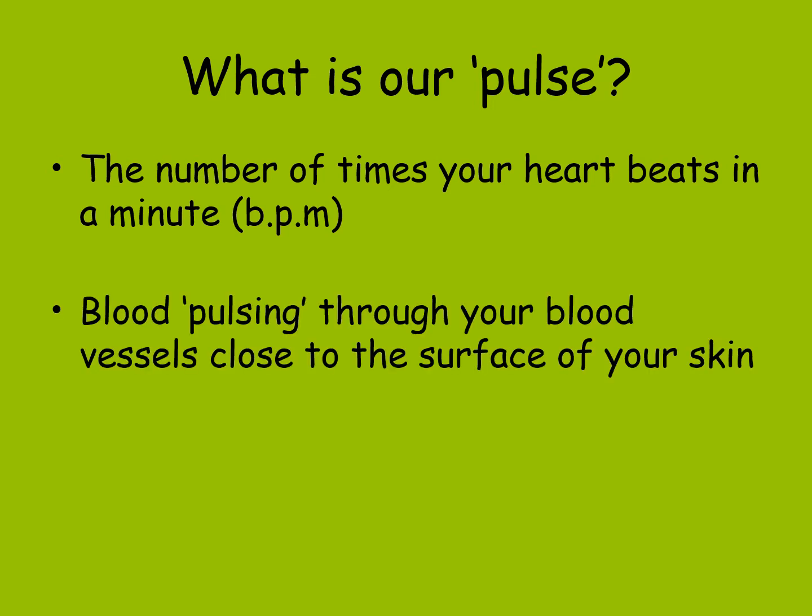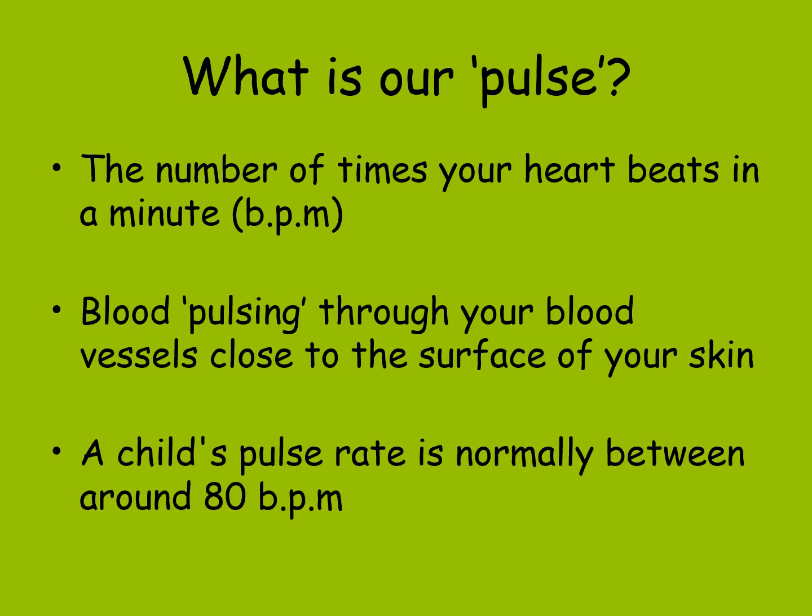As I said, it's blood pulsing through blood vessels close to the surface of your skin that you're actually feeling when you take your pulse or somebody else's pulse. And a normal pulse rate for a child when they're just sat doing nothing is around 80 beats per minute. It can vary, but if you're sat at rest, then for a teenager it's going to be around 80 beats per minute.